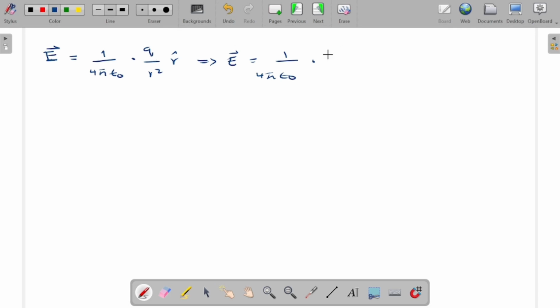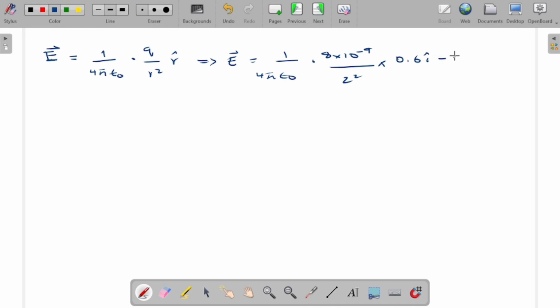What is the Q? It's 8 times 10 to the power negative 9. Do we write just 8 or negative 8? We write the magnitude. So that's 8 by 10 to the negative 9, all over 2 squared, and then multiplied by 0.6 I hat.